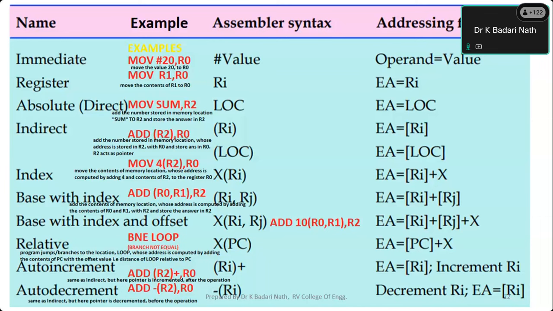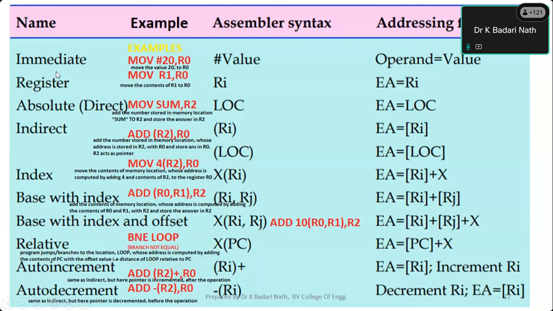So let's look at all the combinations of addressing modes supported by any general purpose processor. Let's go to the first addressing mode. It's called immediate. In immediate addressing mode, the number indicated here, let's say 20, is moved to R0. If the hash symbol is there, it means it's an immediate addressing mode. The number 20 is moved to R0. Register addressing mode: move R1, R0. What does it mean? The contents of R1 will be copied to R0. Always remember that move is like a copy. The contents of R1 will not be lost. If R1 contains 10 and R0 contains 5, 10 is moved to R0, but 10 will still be there in R1. It's like a copy.